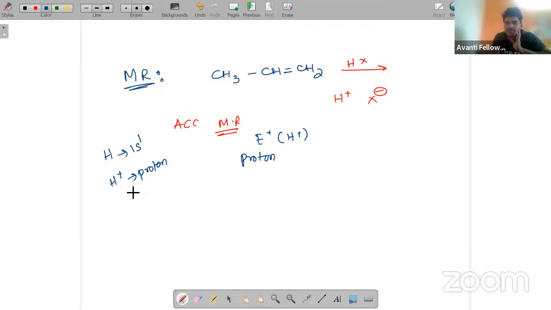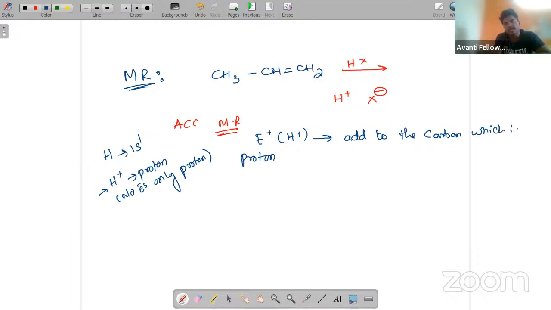Why is H plus called a proton? Because there are no electrons, only protons in H plus. So that is why H plus is called a proton. It will add to the carbon which has more number of hydrogens. Now this H plus can go to this carbon or that carbon.